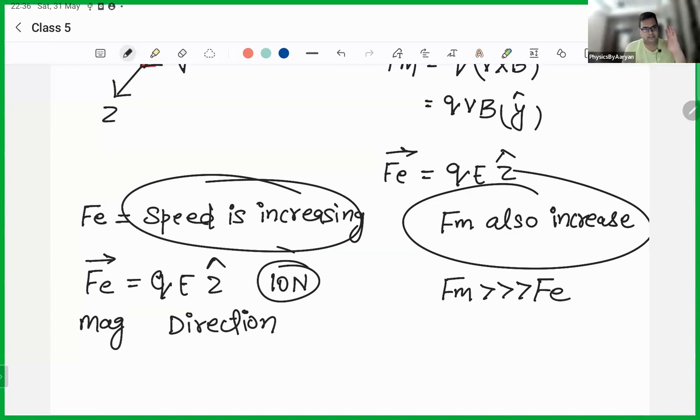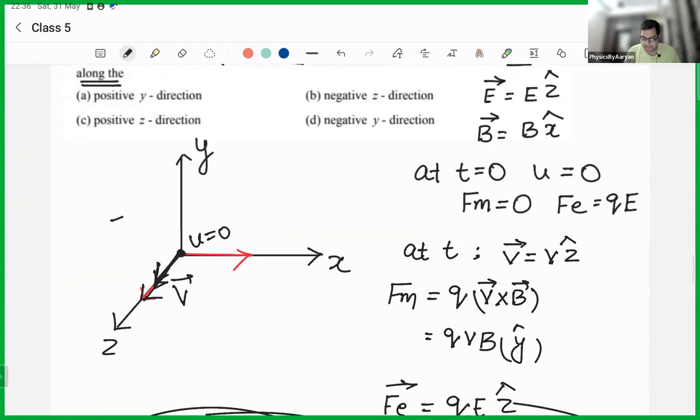So think like this: electric force remains fixed, but because of the electric force, speed is increasing. But since speed is increasing, the magnetic force keeps on increasing, so much that after a very large amount of time, magnetic force will dominate. So the particle will basically have the same direction. So basically it will be like this. So the motion is like this.